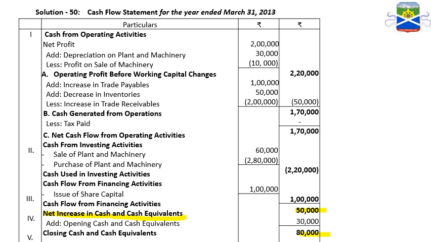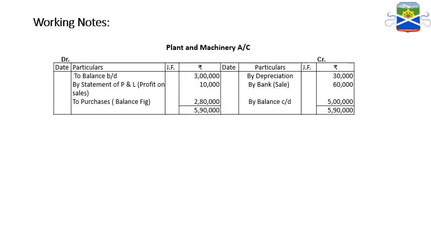While we prepare the cash flow statement, you have to remember that your closing answer will exactly match the closing cash and cash equivalent given in the question. Over here there is no other element under cash and cash equivalent, that's why we straightforwardly put 80,000. Now we'll go to the workings part. Under the workings part, we have plant and machinery, with an opening balance of 3 lakhs, and then a closing balance of 5 lakhs.